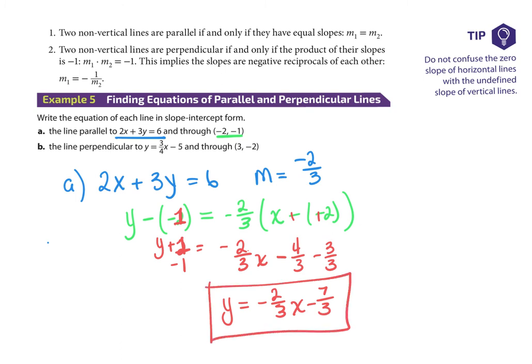I have answered the question. It is the same slope, which means it's parallel. It is in slope-intercept form. I have answered my question. All right, that is parallel.